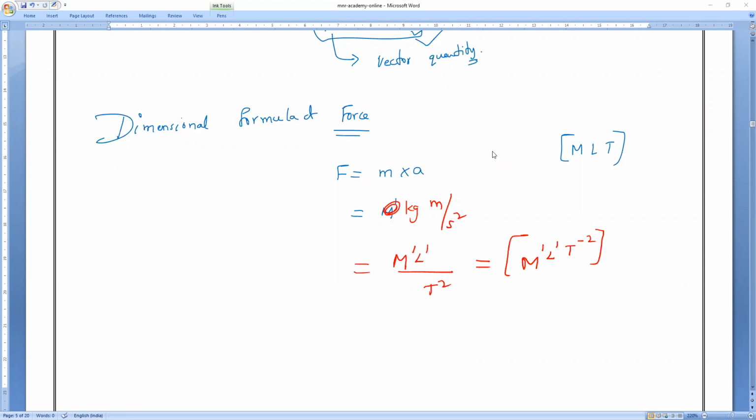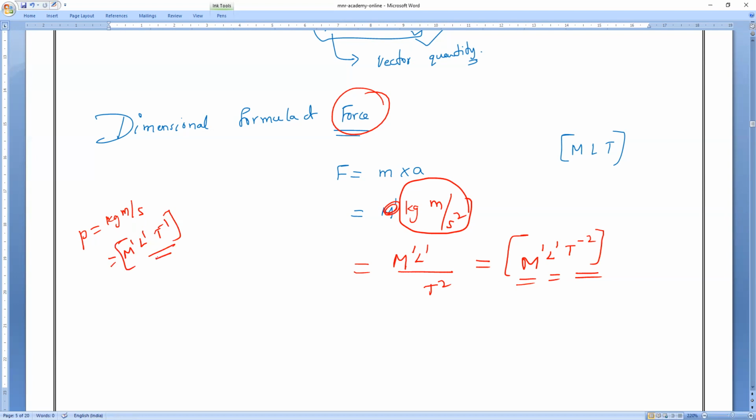So what is the dimensional formula of force, everybody? M power 1, L power 1, T power minus 2. If you write the units, you all can understand. For momentum, what is the formula? Mass into velocity, which is kilogram meter per second alone. So M power 1, L power 1, T power minus 1. But here for force it is second square, so that is why it is T power minus 2.